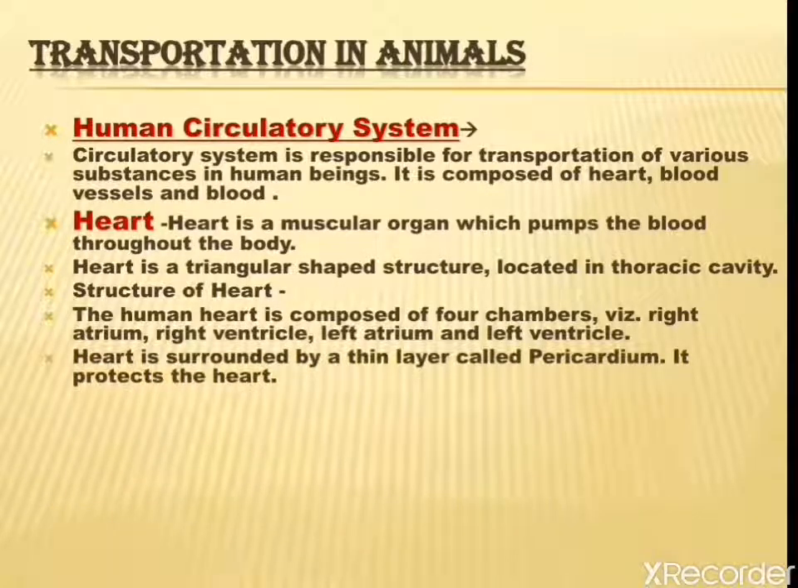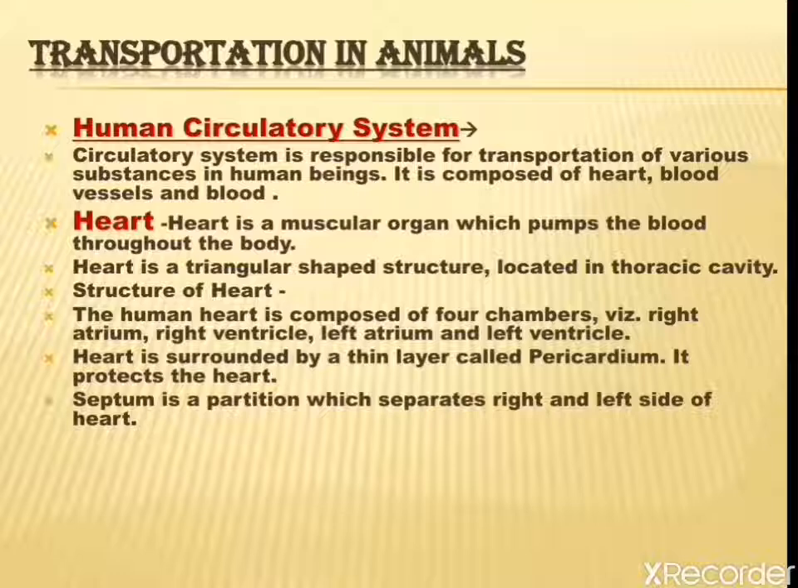Heart is surrounded by a thin membrane which is called pericardium. This pericardium protects the heart from external injuries. Septum. Septum is a kind of division or partition between the right and the left part of the heart. It prevents the mixing of oxygenated and deoxygenated blood, or in simple words pure or impure blood, which increases the efficiency of the body. If it gets mixed, the efficiency of the body will decrease.